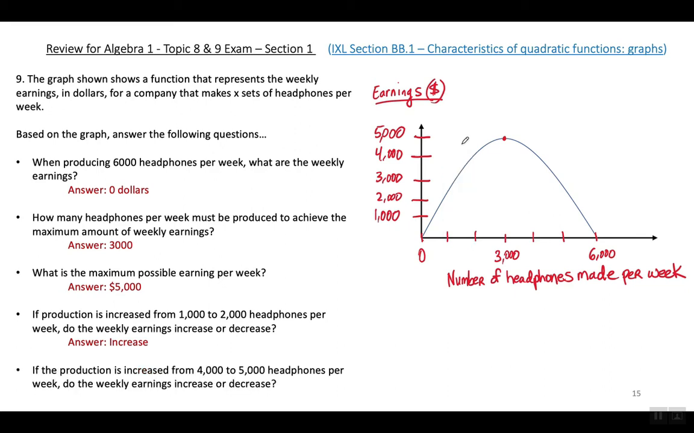If the production is increased from 4,000 to 5,000 headphones per week, that's over here. Let's look at that graph right here. Are the earnings increasing or decreasing here? I don't think you have to be an expert at math to understand what that means. Looks to me like it's going down. Decrease. All right, moving on.